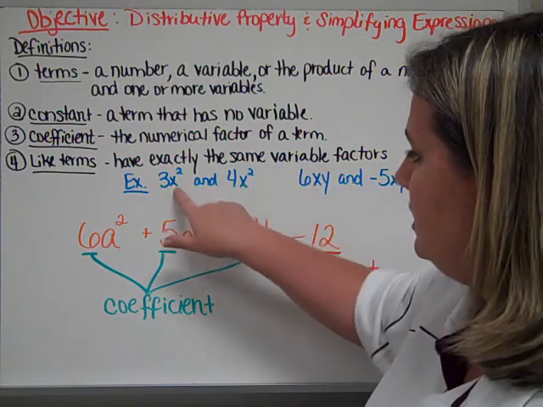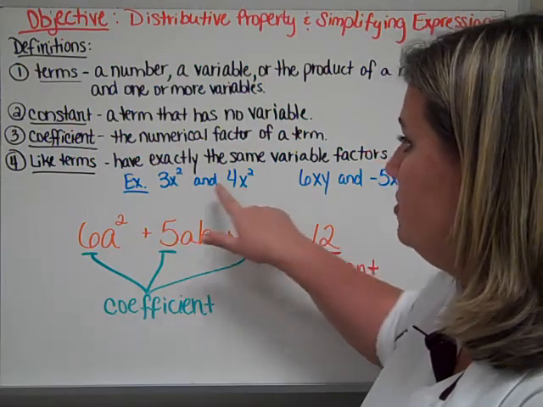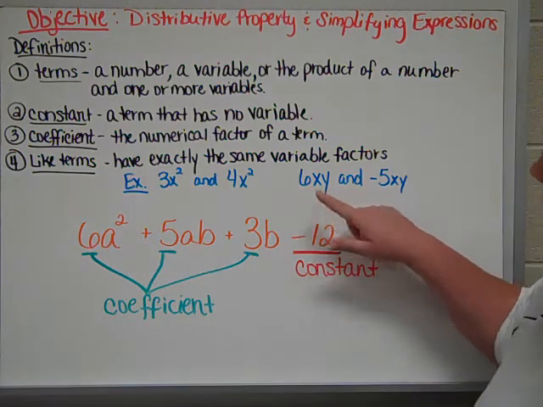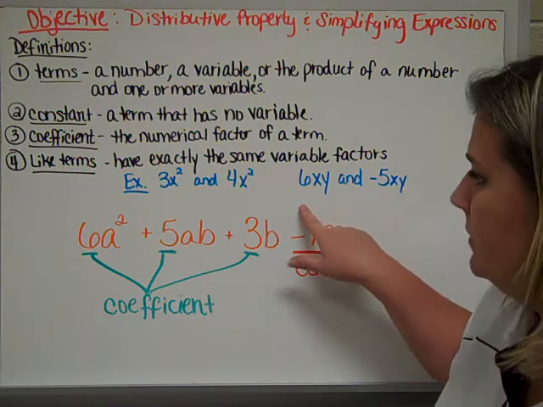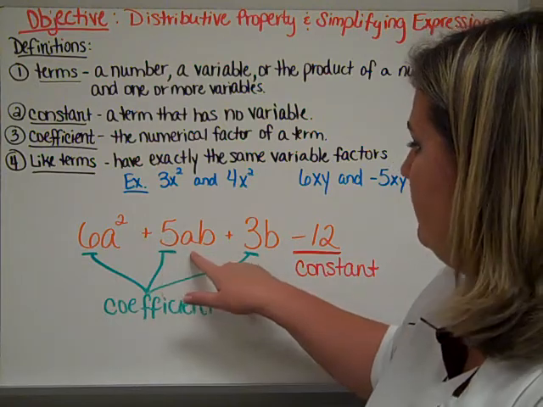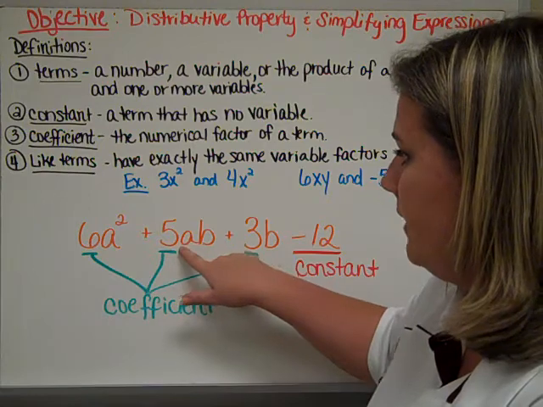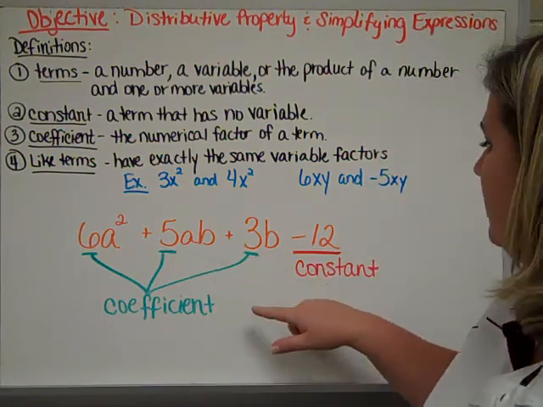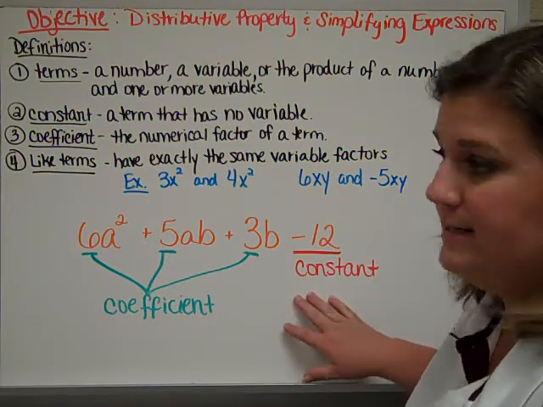So like terms. Here's the variable x squared, and it also has a variable x squared, so these would be considered like terms. xy is the variable, and xy here is a variable, so those would be considered like terms. Coefficients are the numbers that sit in front of those variables. So 6 would be the coefficient of this term, 5 would be the coefficient of that term, and 3 would be the coefficient of that one. And then here, negative 12 on the end is what we consider the constant.